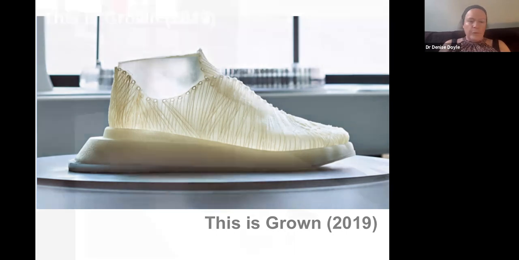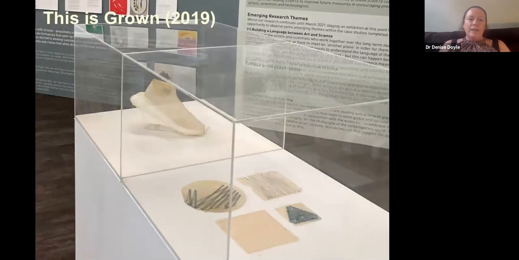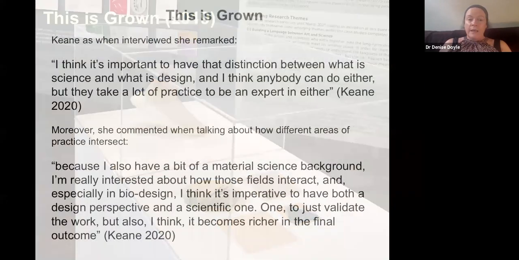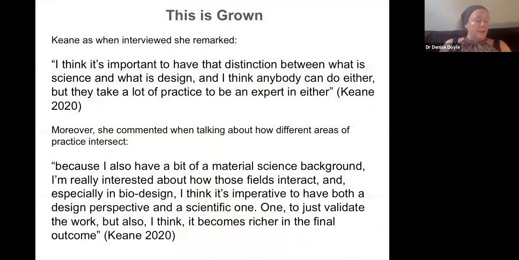For her This Is Grown project. So we were lucky enough to be able to present it in the exhibition. Unfortunately, it had to be sent back by now, alongside some of the samples of the microbial weaving. So it was Martin Kachara and Charlotte Dunn who interviewed Jen Keane and some of her collaborators in 2020. Again, I've picked out a couple of quotes.